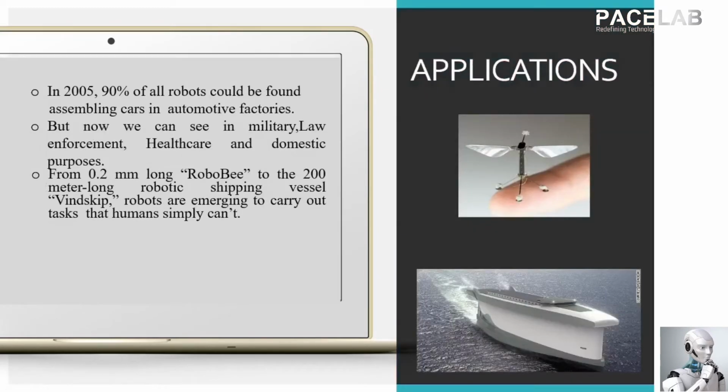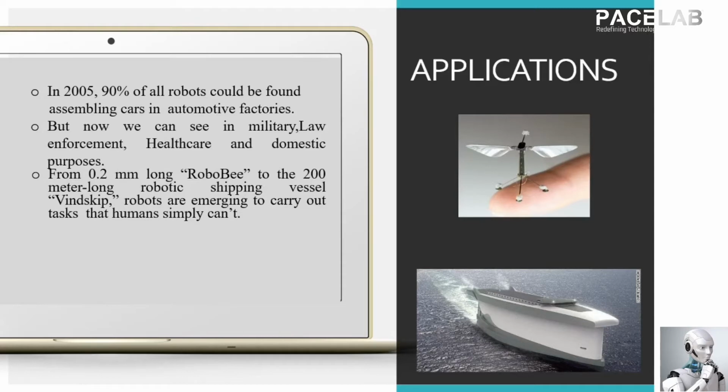What are the applications of robotics? In the early times of 2005, about 90% of the robots were used in automotive factories. Because, as we know, in the early times robots were used only for manufacturing and assembling. Now we can see that different kinds of robots are available in shops and houses. And they are also used for military purposes, healthcare, and domestic purposes.